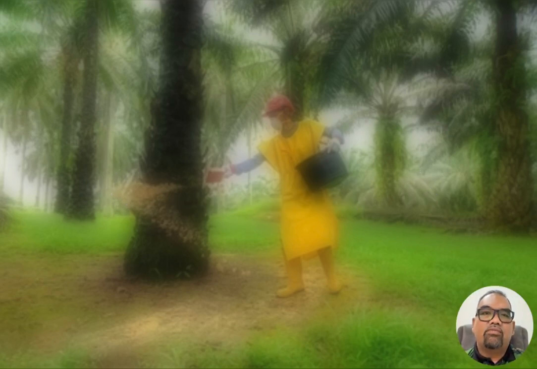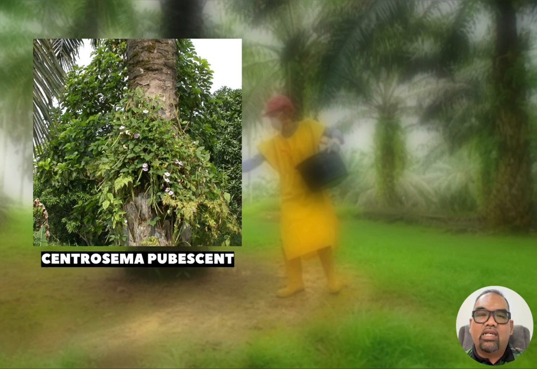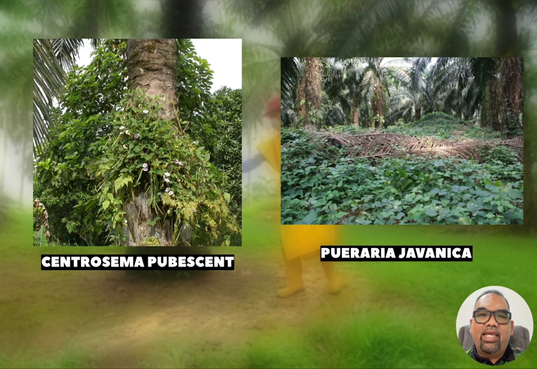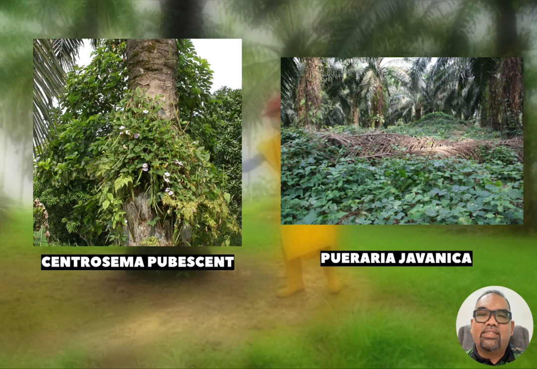Cultural controls involve practices such as planting cover crops like Pueraria javanica, which act as a physical barrier to breeding sites. Beetles were absent when cover crops measured more than 70 cm in height.